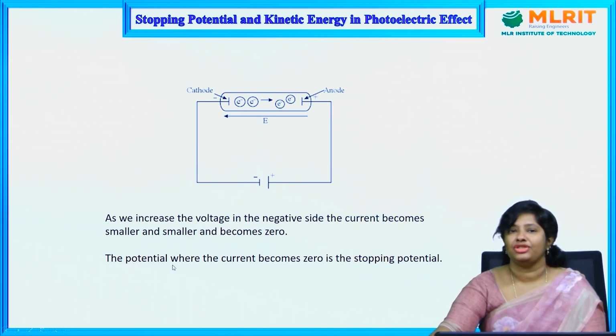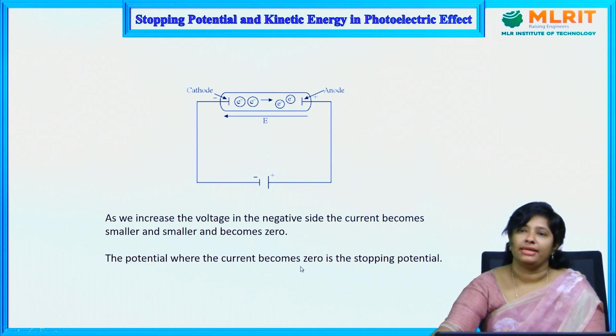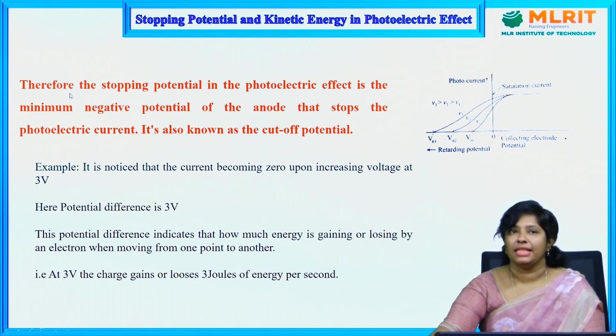See, the potential where the current becomes zero is the stopping potential, or we can even call it the cutoff potential. Therefore, the stopping potential in the photoelectric effect is the minimum negative potential of the anode that stops the photoelectric current. It is also known as the cutoff potential.